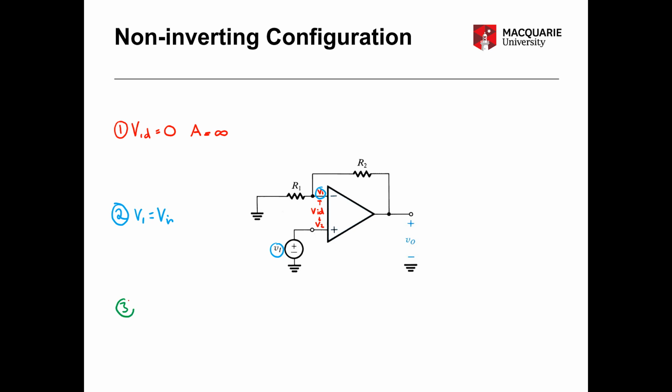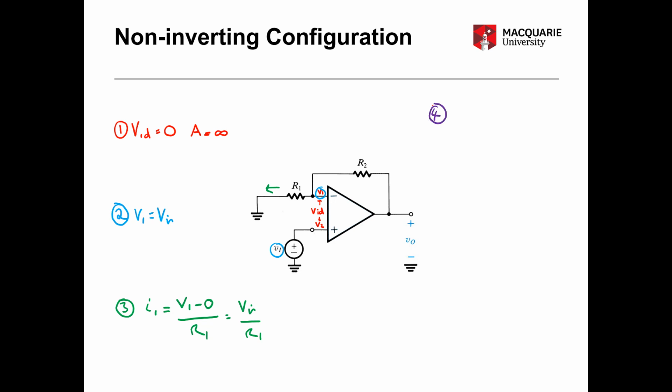Now for step 3, here we simply calculate the input current as before, so that's I1, but we note that current's going to be flowing into ground, so it's going from right to left, unlike with the inverting configuration where we were going from left to right. So in that case, the current is going to be V1 minus 0 over R1, and we know that V1 actually is equal to Vin, so that would be equal to Vin over R1.